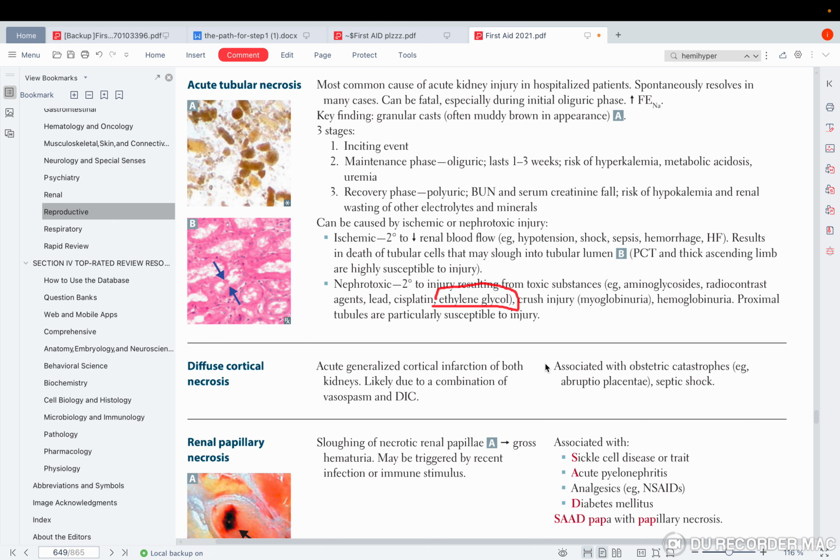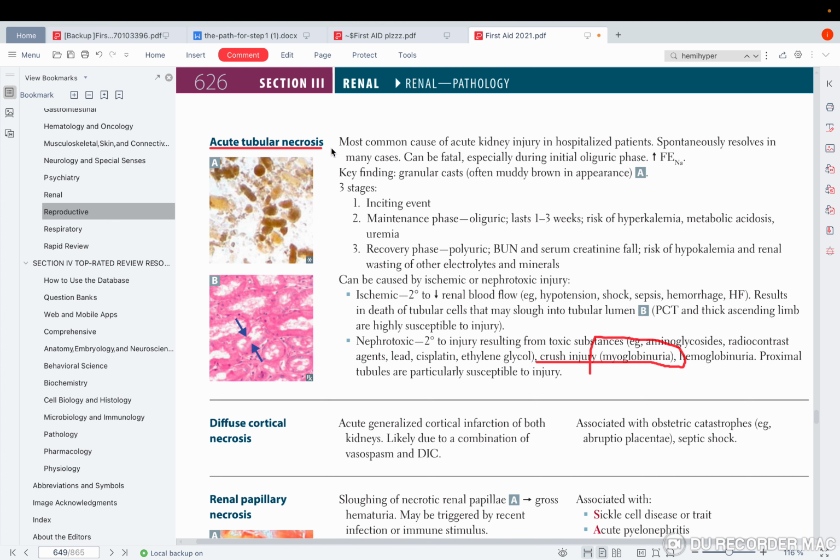Okay, also crush injury. This crush injury can happen because of car accident. It can be during trauma, stuff like that. So basically your muscles will be breaking, releasing a lot of myoglobin inside of your urine. That myoglobin contains iron inside of it. It can destroy your tubules. If it destroys your tubules, it will precipitate acute tubular necrosis. Also, hemoglobinuria. Due to variable reasons, we'll speak about it in hematology.